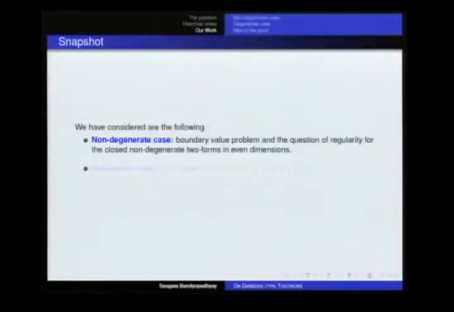So this is what we have considered. Non-degenerate case: the boundary value problem and the question of sharp regularity for the case of closed non-degenerate two forms in even dimension, and the degenerate case is k is equal to 2 when n is odd, or k is equal to n minus 1, the intermediate form. What is most difficult is the intermediate case, that is k is greater than or equal to 3 and less than or equal to n minus 2, where things are far from being complete.